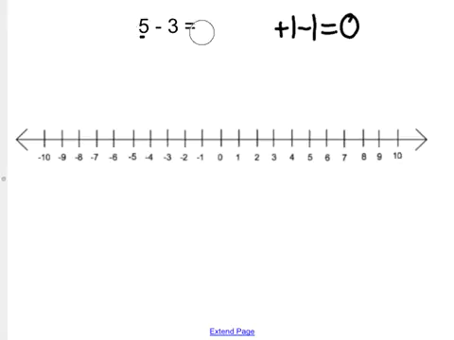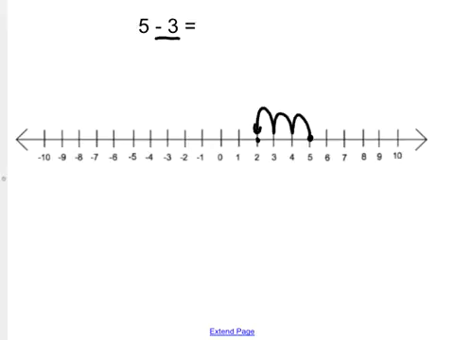So one of the things that I can think about with a number line is directionality. So I'm starting here at 5, and this negative 3 tells me that I'm going to go to the left 3 times. So I would go 1, 2, 3 to the left, and I would end up here at 2. And that's another way to think about what's going on here. This negative sign means move that way to the left. Negatives are left, positives are to the right.